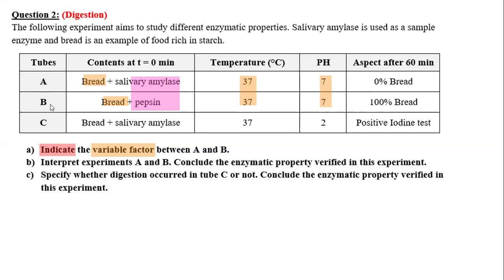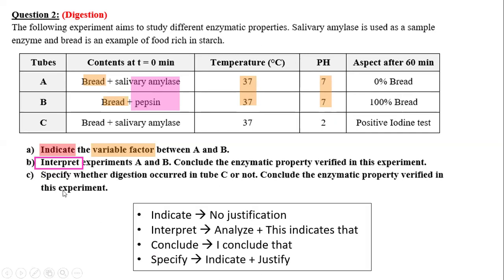Then in part B I have interpret. Interpret means analyze the experiment. So as I said, indicate, no justification. Interpret, you analyze the experiment, then this indicates that. What does analyze mean? Analyze means I have to say what we did in the experiment and what the results were, and we should not forget any of the conditions. I have to say that we put the bread with the salivary amylase at 37 degrees at a given pH for 60 minutes and we got this amount of bread.